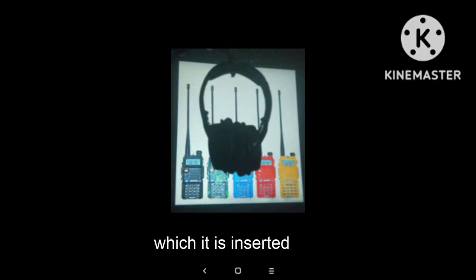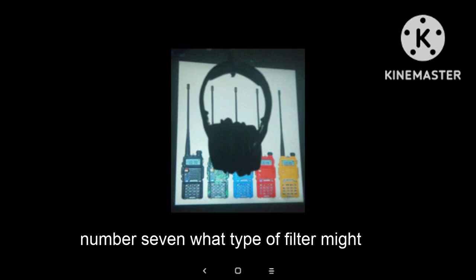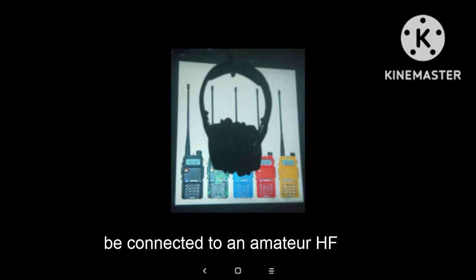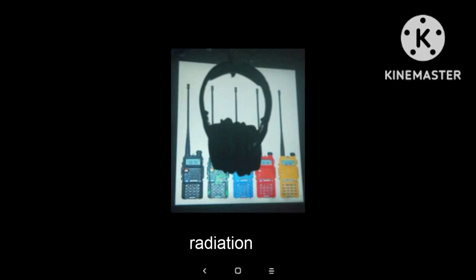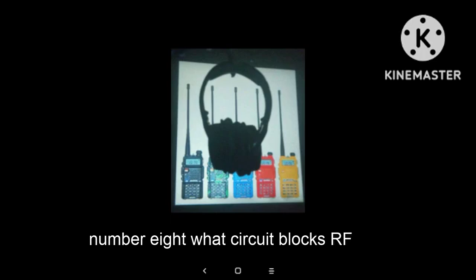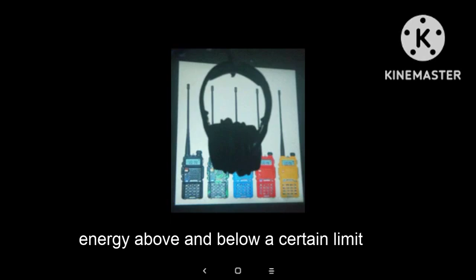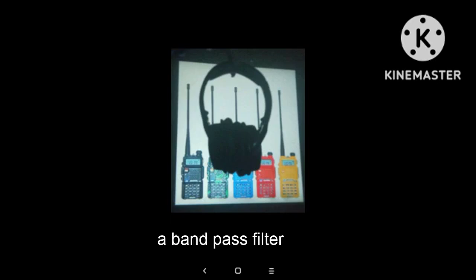Number 6. What should be the impedance of a low-pass filter as compared to the impedance of a transmission line into which it is inserted? About the same. Number 7. What type of filter might be connected to an amateur HF transmitter to cut down on harmonic radiation? A low-pass filter. Number 8. What circuit blocks RF energy above and below a certain limit? A bandpass filter.